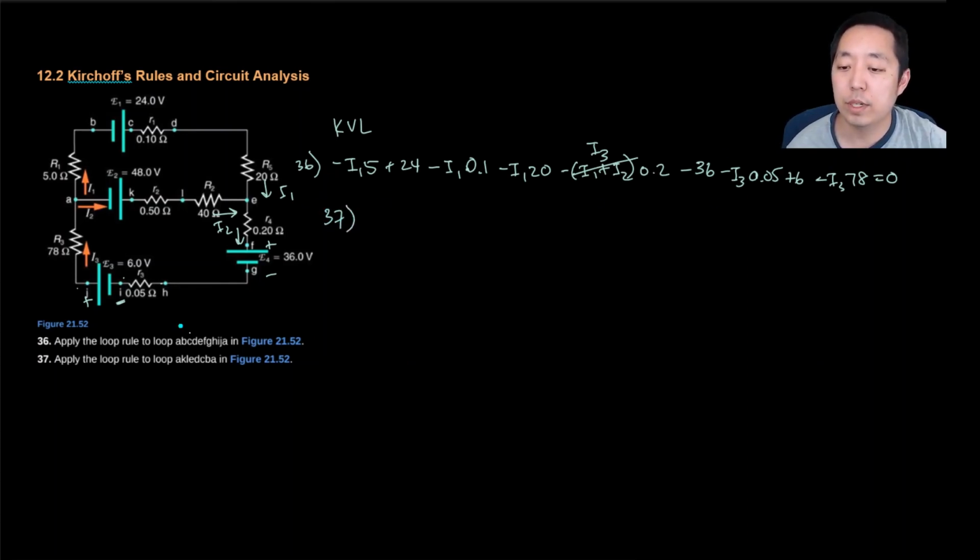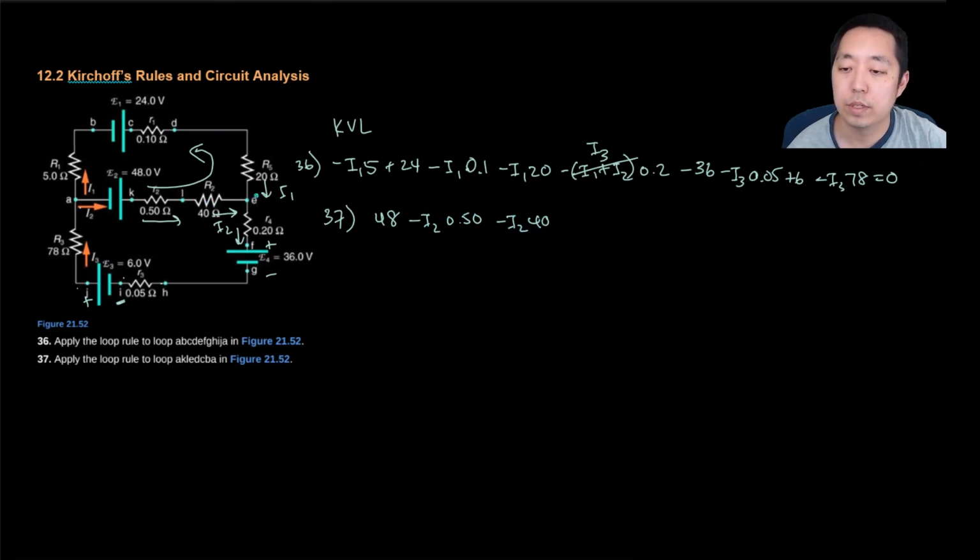For 37, we're going to do A, K, L, E. So we're going to go through the loop in this direction. Here I'm going to gain 48 volts, so I'm going to add 48. Then I'm going to drop across here. I'm going to drop by I2, because I2 is going from right to left. So it's going to be minus I2 times 0.50, minus I2 times 40.